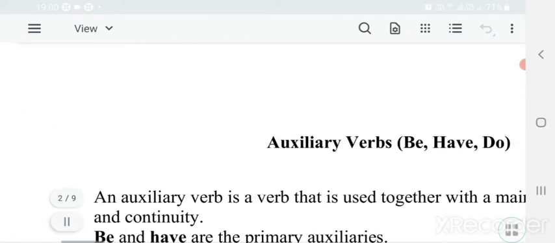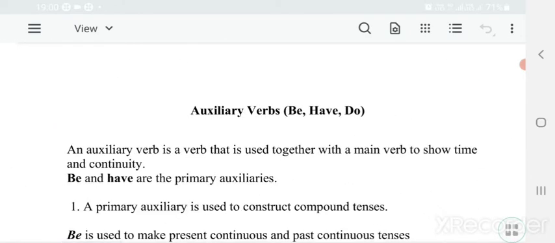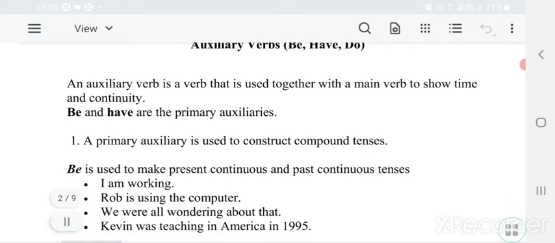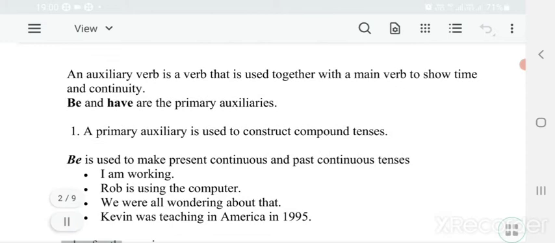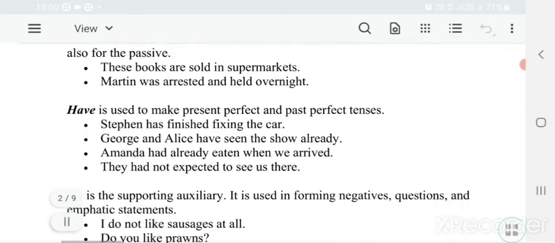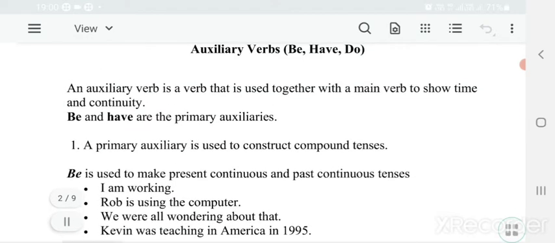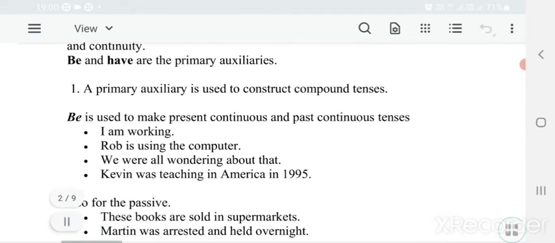Now the primary auxiliaries are be, have and do. Now what is an auxiliary? The question arises. An auxiliary verb is a verb that is used together with the main verb to show time and continuity. It is always used with the main verb or before the main verb. Be and have are the primary auxiliaries and do is the helping, supporting auxiliary. So all these three, be, have and do, are considered primary auxiliaries.